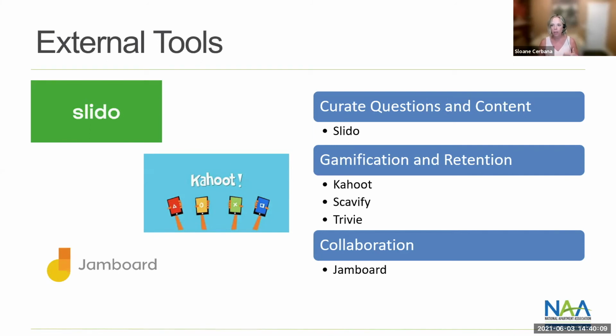Scavify and Trivia are other tools. Scavify is a great scavenger hunt type program. We talked earlier about doing pre-work, so you could hide Easter eggs in your pre-work. By Easter egg, I mean a keyword or a phrase. You could set up a Scavify where they have to achieve those things or gather those things along the way in some kind of scavenger hunt.